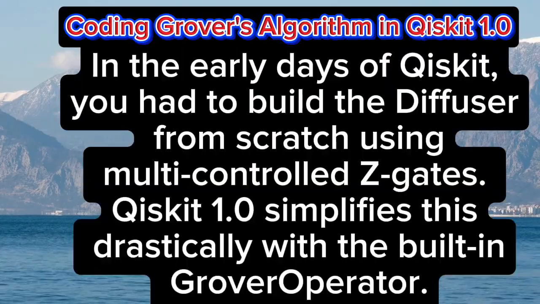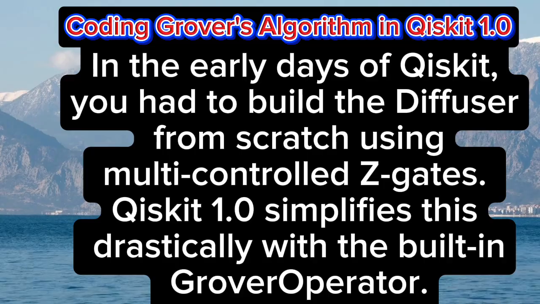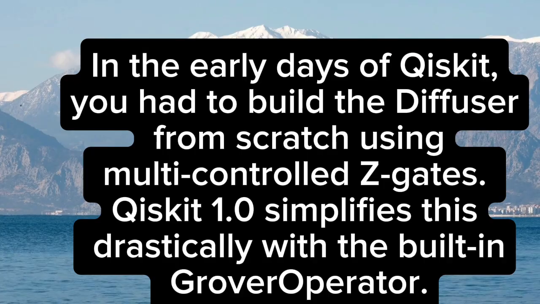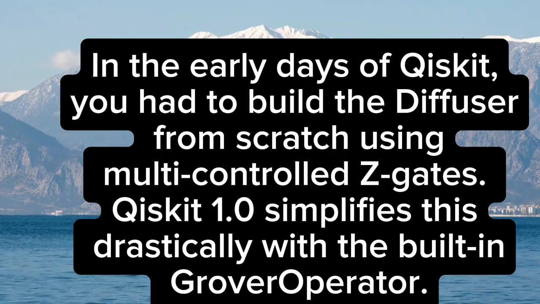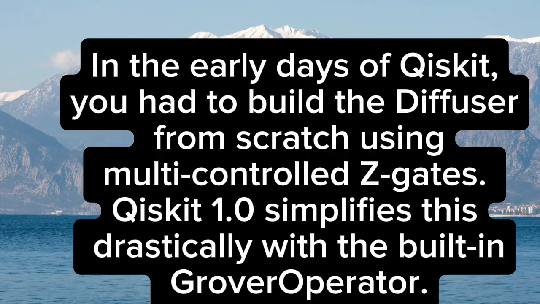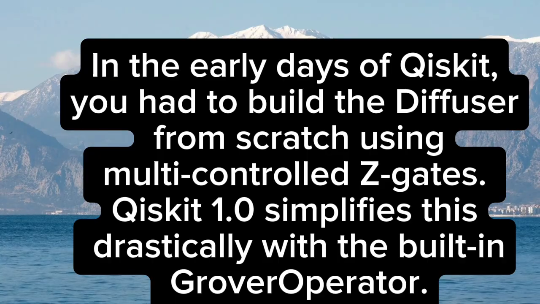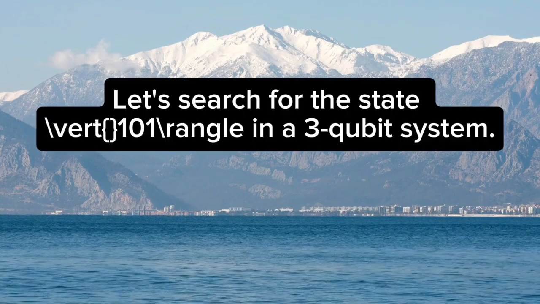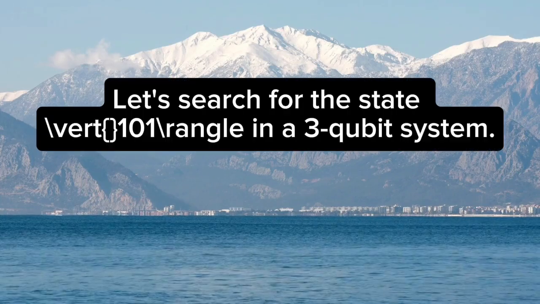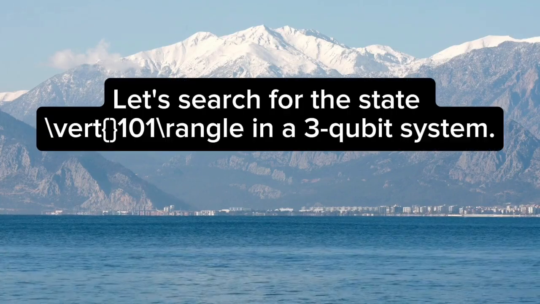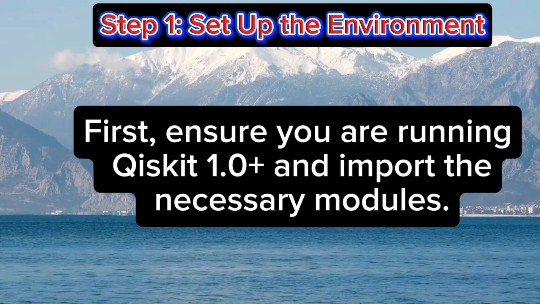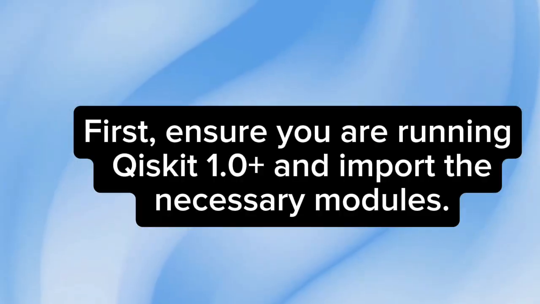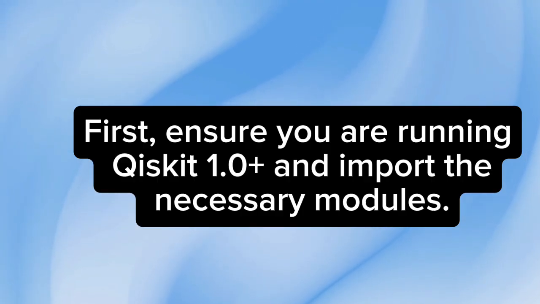100%. In the early days of Qiskit, you had to build the diffuser from scratch using multi-controlled Z gates. Qiskit 1.0 simplifies this drastically with the built-in GroverOperator. Let's search for the state |101⟩ in a 3-qubit system. First, ensure you are running Qiskit 1.0 plus and import the necessary modules.